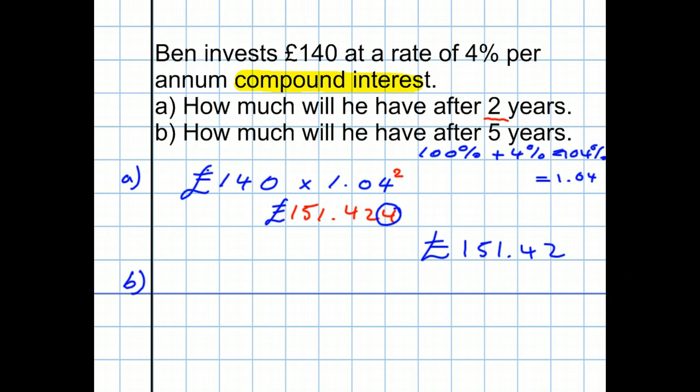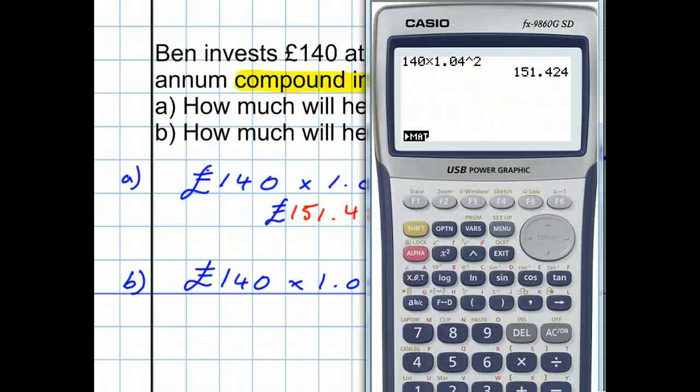Now, what about part B for 5 years? So we start off as before. There's our principal, the amount invested, times our multiplier. It's 4%, so 104%, which as a decimal is 1.04. And this time I raise it to the power 5. So let's get my calculator out. Let's clear what we had before. I type in 140 times 1.04 to the power 5. Press execute, and there we have £170.33 to 2 decimal places.